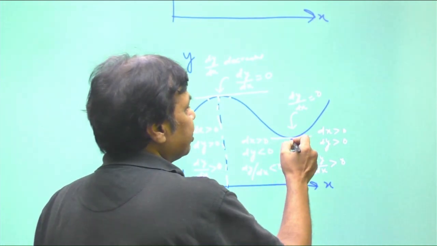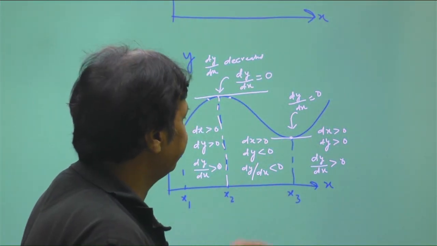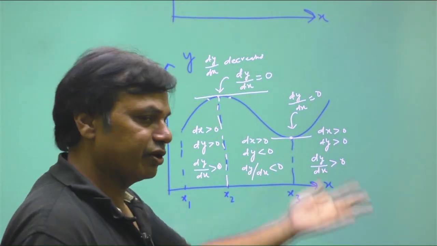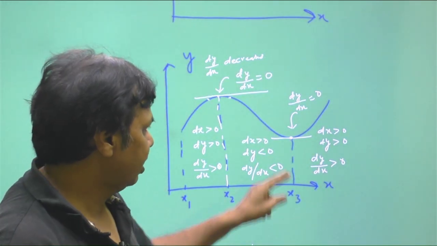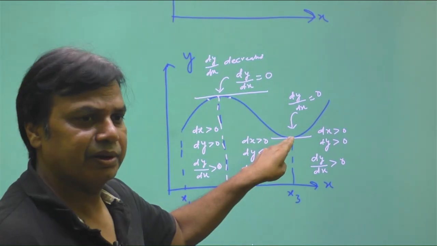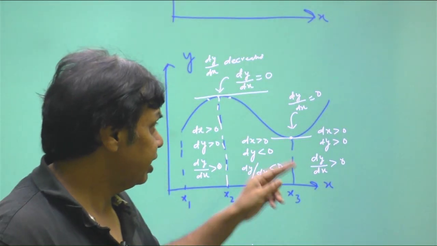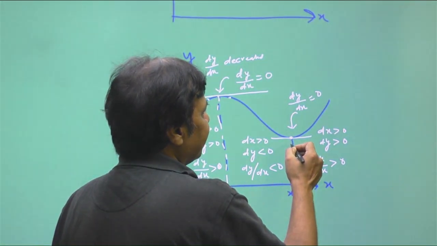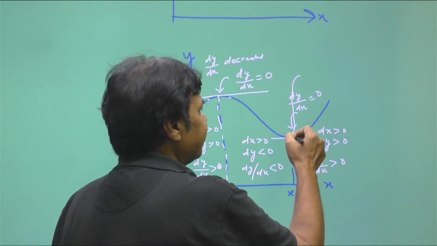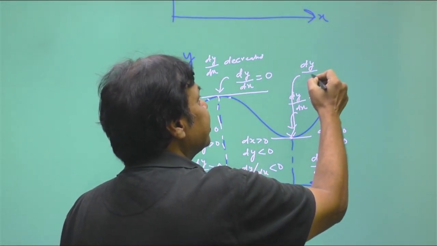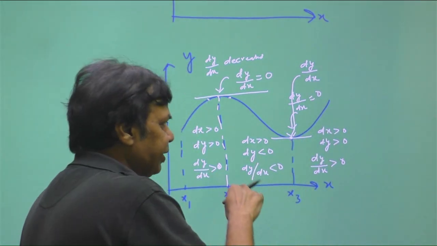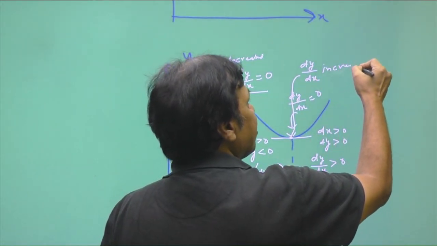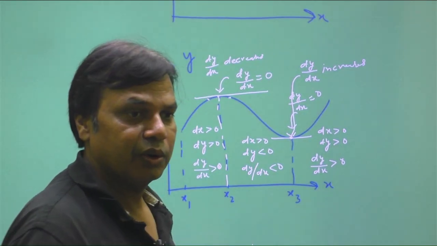And what about the local minima, the point here? At the left of it, dy by dx is less than 0, and at the right side of it, dy by dx is greater than 0. And only at this point, dy by dx is equal to 0. So we can observe in the same manner that dy by dx increases from negative to 0 to positive. That means dy by dx increases around local minima.